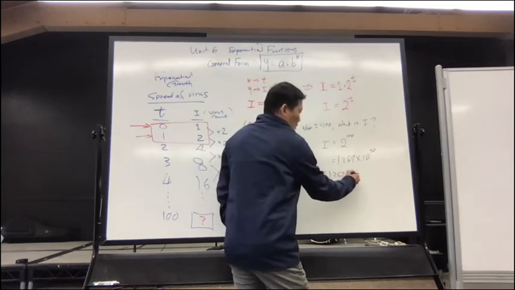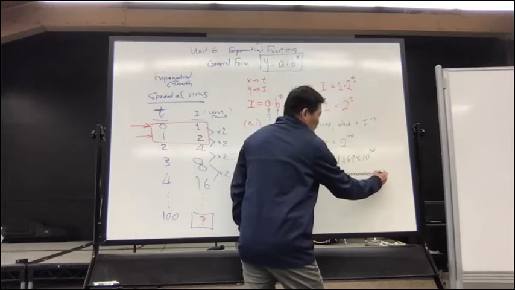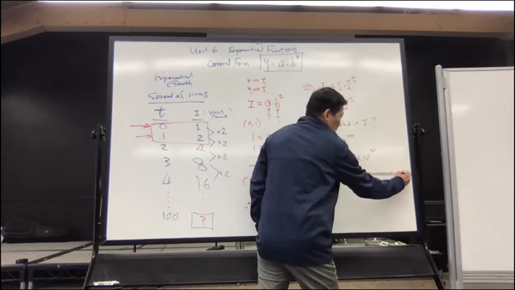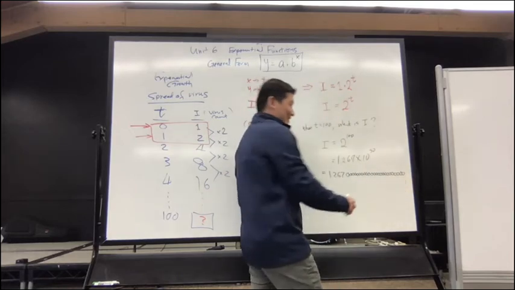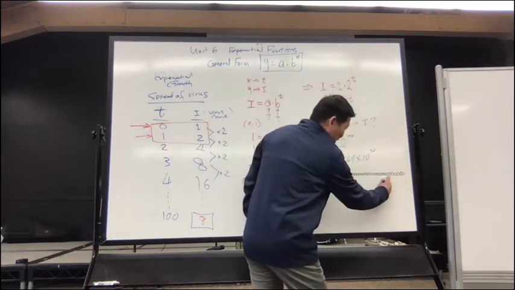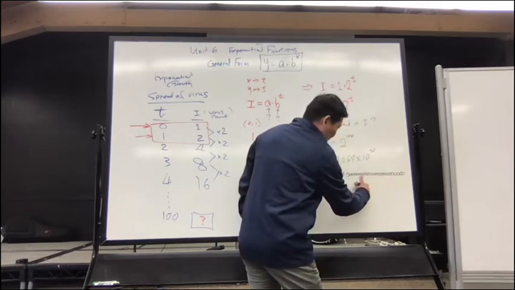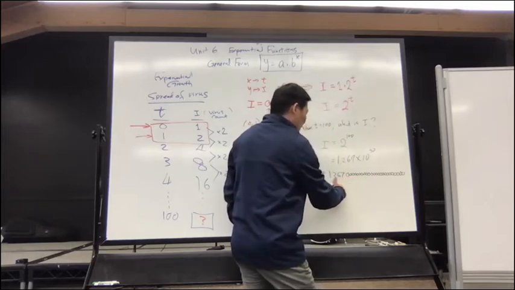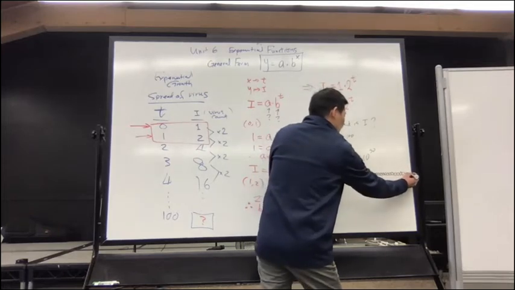1267. 1, 2, 3, 4, 5, 6, 7, 8, 9, 10, 11, 12, 13, 14, 15, 16, 17, 18, 19, 20, 21, 22, 23, 24. I lost count. 1, 2, 3, 4, 5, 6, 7, 8, 9, 10, 11, 12, 13, 14, 15, 16, 17, 18, 19, 20, 21, 22, 23, 24, 25, 26, 27, 28, 29, 30.